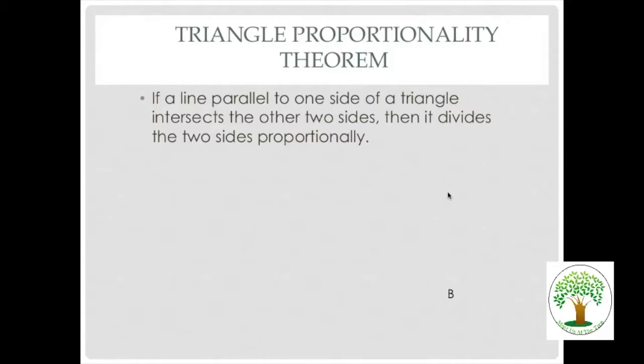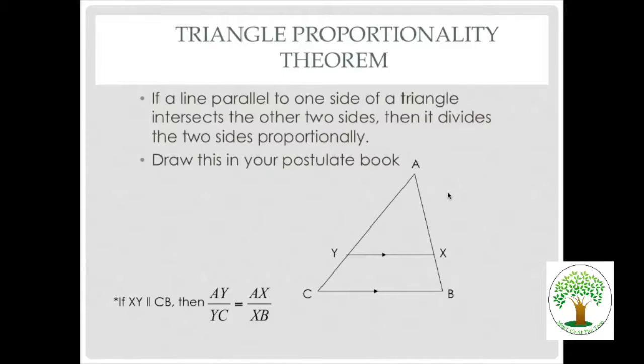The triangle proportionality theorem: if a line parallel to one side of a triangle intersects the other two sides, then it divides them proportionally. You're going to draw this in your Postulate book. I've got a triangle here. Last time we had a parallel line, it was parallel when it cut it in half, but it's not necessarily cutting it in half. It's just parallel. We only need to draw one. If it's parallel, then it cuts it proportionally.